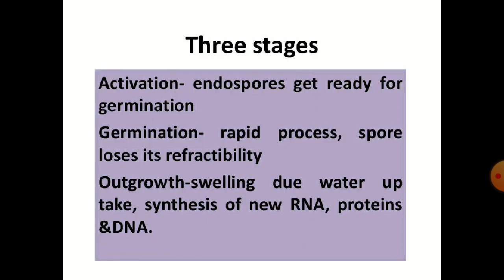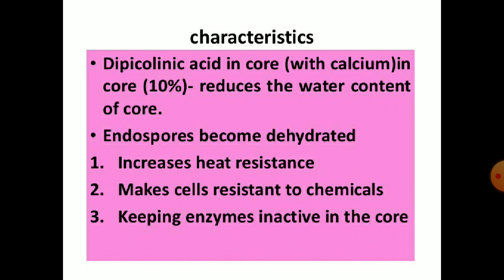First is activation, where endospores get ready for germination. Germination is a rapid process in which the spore loses its refractivity. Outgrowth is swelling due to water uptake, and requires synthesis of new RNA, proteins, and DNA.